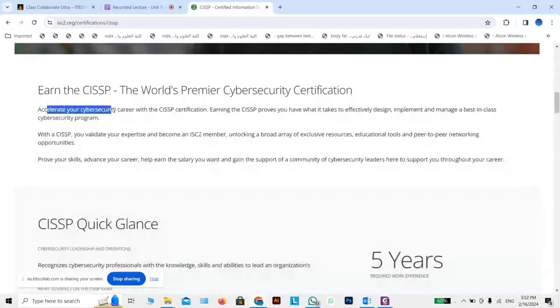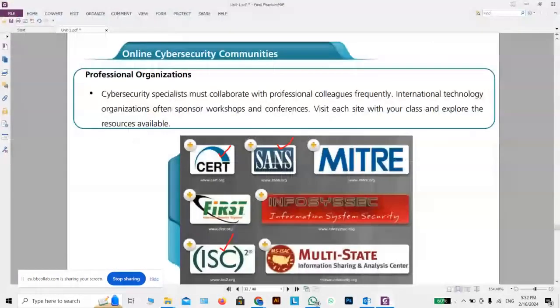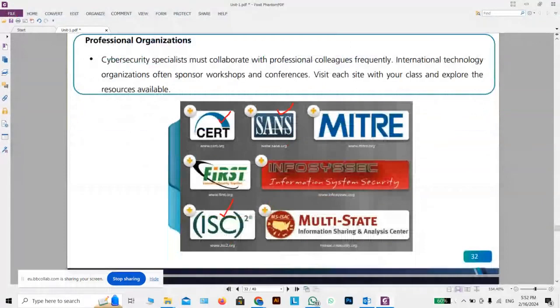This is a kind of certification that accelerates our career. CISSP certification proves that you can effectively design, implement, and manage best-in-class cybersecurity programs. All right. With that expertise, become a member, unlocking an array of expertise. This is an intermediate level cybersecurity certification. Okay, so I have told you about these. They have written down the names of other organizations as well.